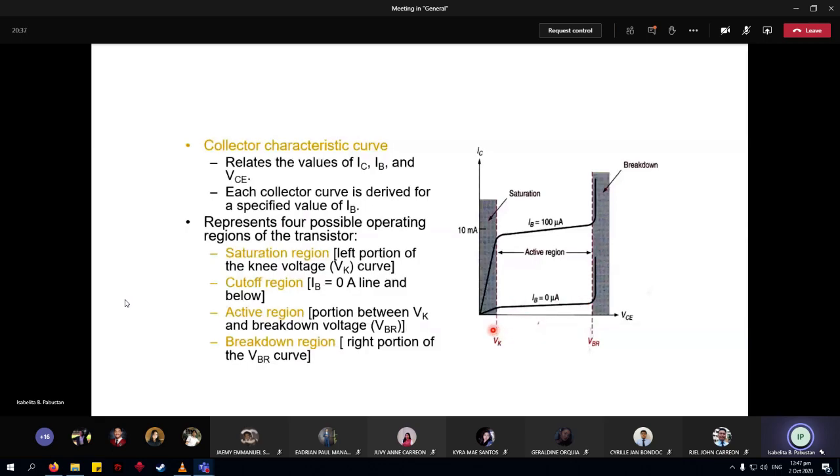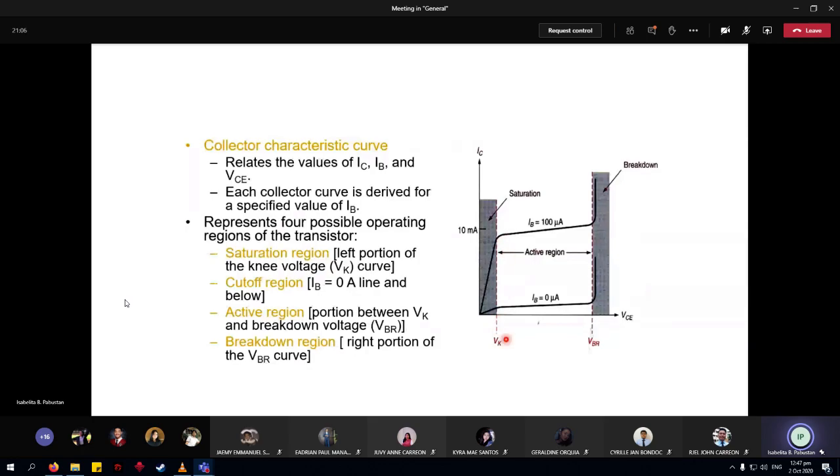Now, you will notice something here. You have here 4 regions of a transistor: the saturation, cutoff, active, and breakdown. This one is the saturation region. That is on the left portion of the knee voltage. The knee voltage actually is also 0.7 volt. Okay?